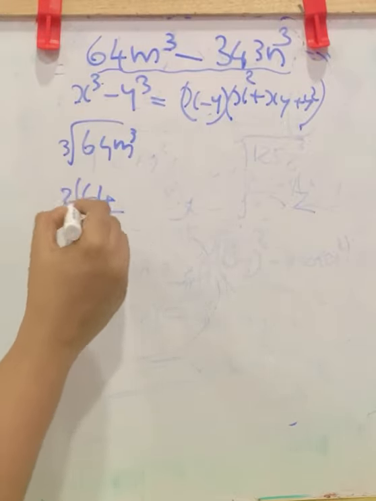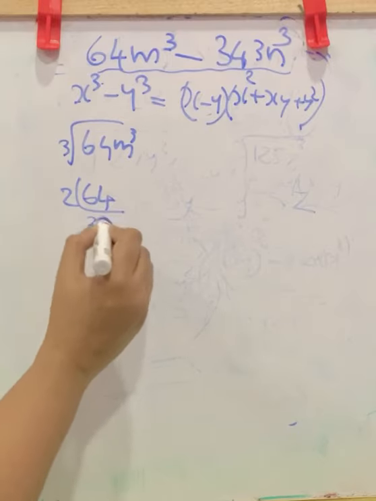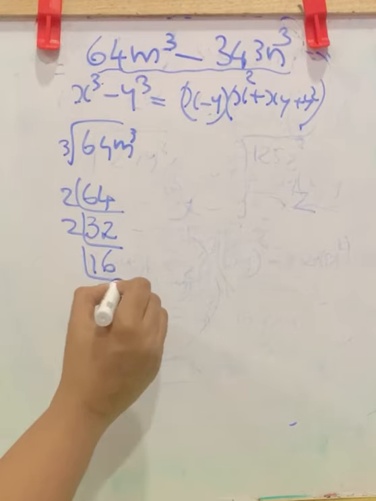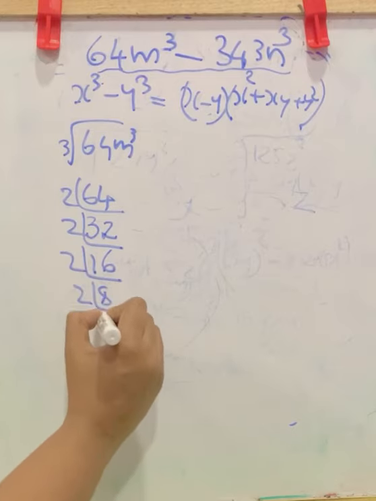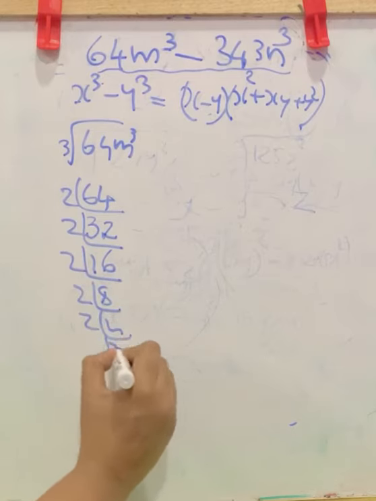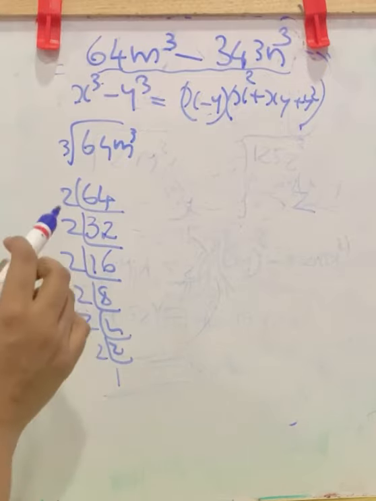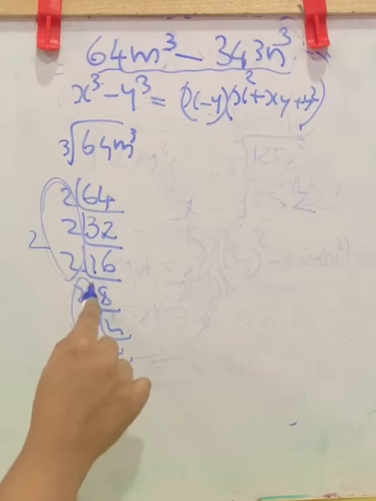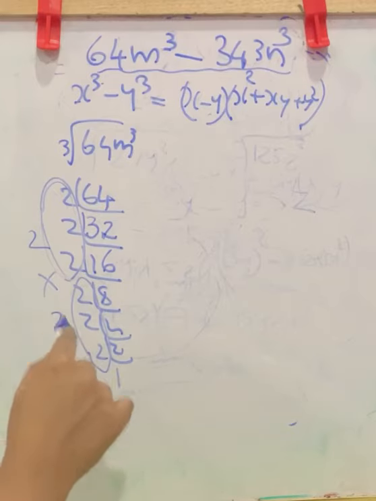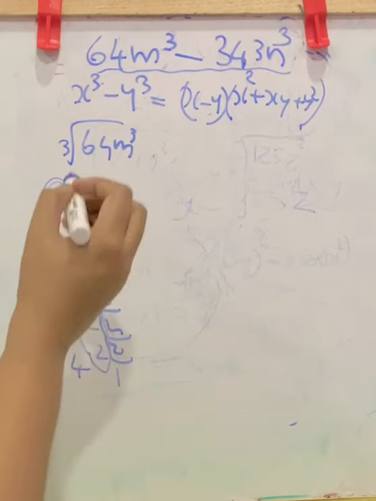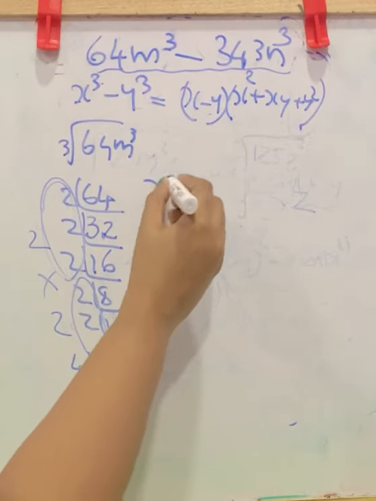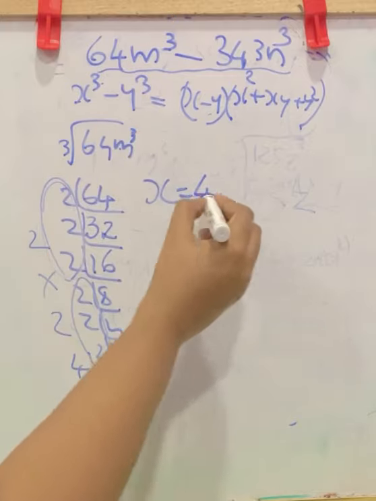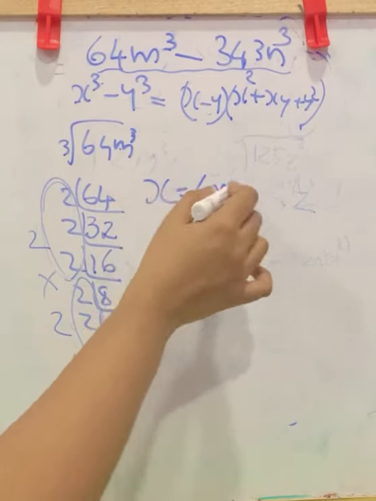64, that is 2, 3 2s are 6, 2 2s are 4, 2, 1 2s are 2, balance 2, 6 2s are 12, 2 8, 2 4, 2 2, 2 1. Factorize with prime factors. Here pair 3 and take 1. Here also pair 3 2s, take 1. 2 2s are 4. So cube root of 64 is 4. So x is equal to 4. Now cube root of m cube is m. So x is equal to 4m.